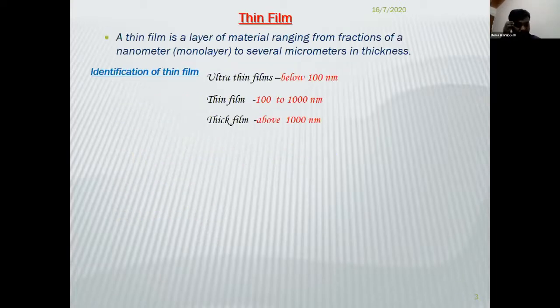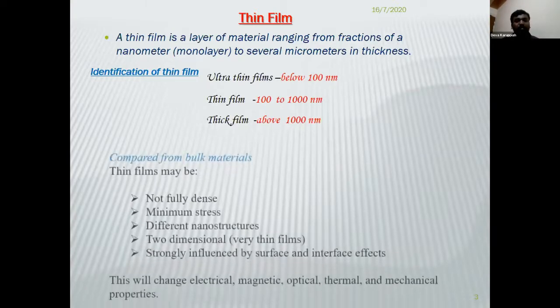So this is a thin film. A thin film is a thin layer of material with a thickness in the range of a fraction of a nanometer to several micrometers. We can identify three types of thin film, based on the thickness range. A thickness below 100 nanometer is an ultra thin film. The range of 100 nanometer to 1000 nanometer, or 1 or 2 micrometer, is called a thin film. Above 1 or 2 micrometer is called a thick film.